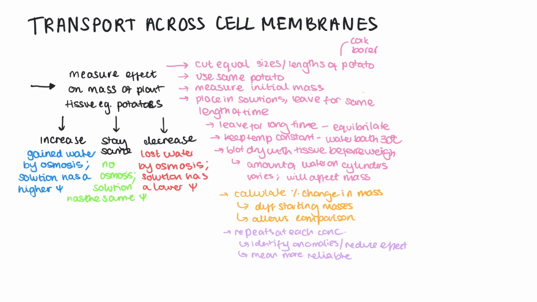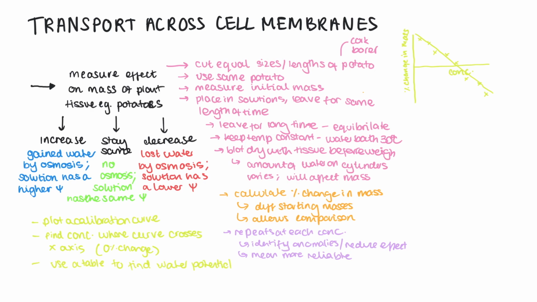So the way that we can find when there's 0% change in mass is to plot a calibration curve. We do this with the percentage change in mass on the y-axis, the concentration or the water potential on the x-axis, and we plot our points, and this is called a calibration curve. We draw a line of best fit, and therefore we're going to find the concentration where the curve crosses the x-axis, where there's been no change in water, so no net movement by osmosis. So we know what concentration it is, and this is going to correlate to some sort of water potential.